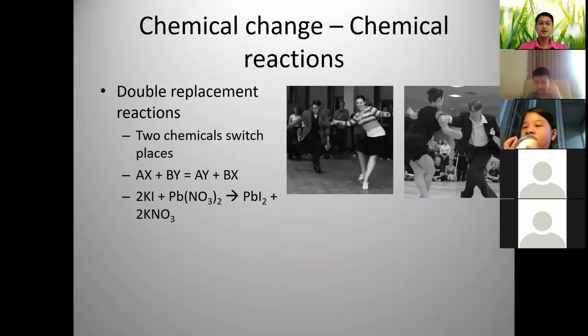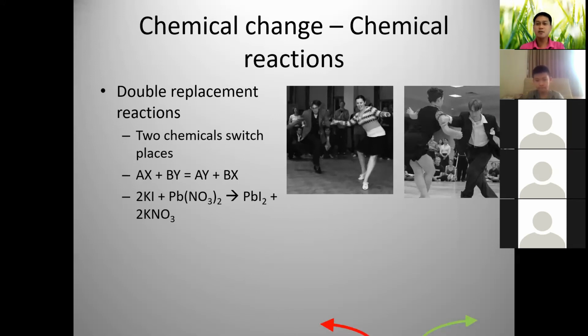Next, we have double replacement reaction. Two chemicals switch places. Switch partners. AX plus BY will become AY plus BX. That's the easiest explanation of how a double replacement reaction is. If you can see here, two pairs dancing. When we say double replacement, they will change partners.